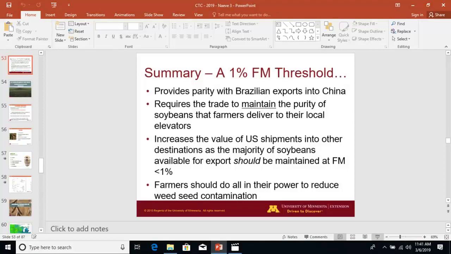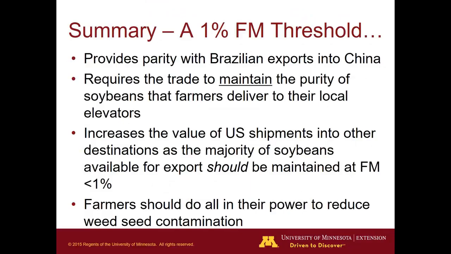So I think it's important to remember this 1% threshold is not necessarily a bad thing for us. These are my parting thoughts on this: it provides us a greater level of parity with Brazilian imports. So this right away puts the impetus on us to be able to produce a crop that has the same foreign material as Brazil. And it requires us to maintain the purity of these through our U.S. channels. So farmers can produce clean seed. They can haul clean seed to the elevator. I think it puts a lot more pressure on the whole downstream system to keep those clean.